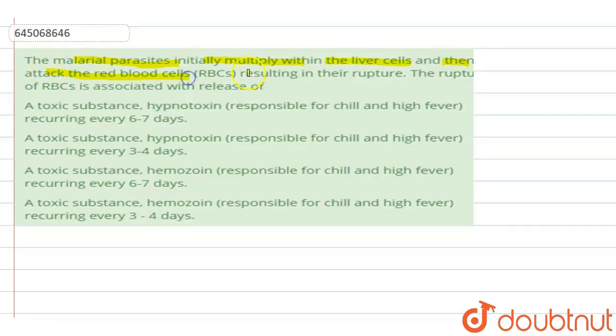Hello students, the question says the malarial parasites initially multiply within the liver cells and then attack the red blood cells, resulting in their rupture. The rupture of RBCs is associated with the release of.